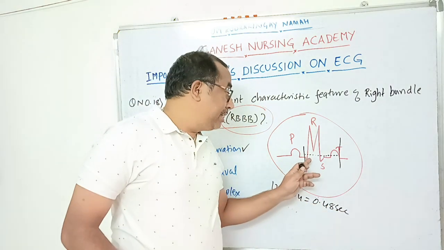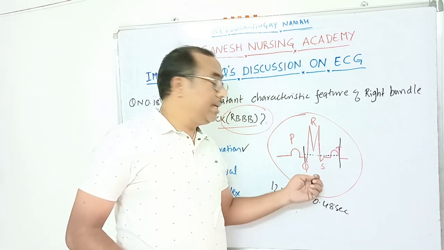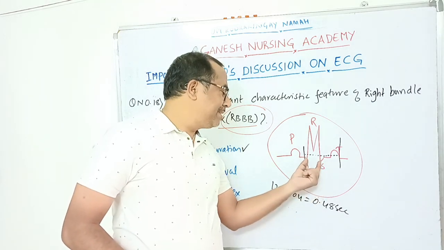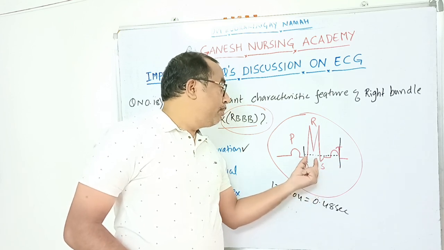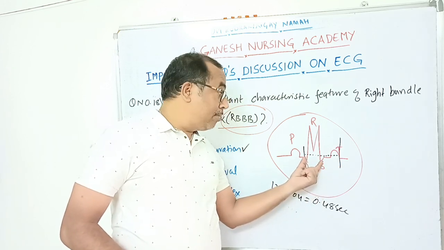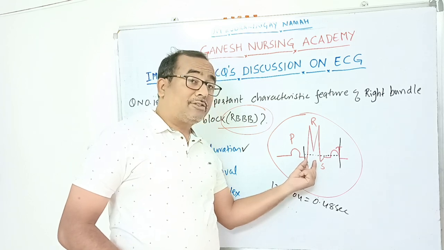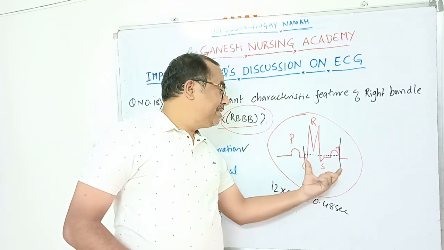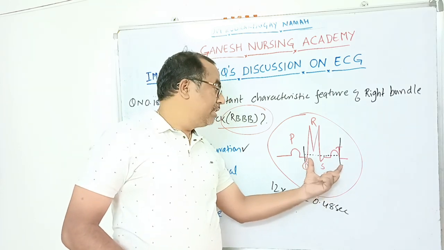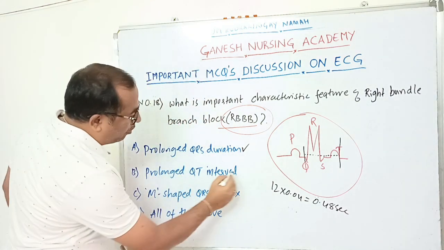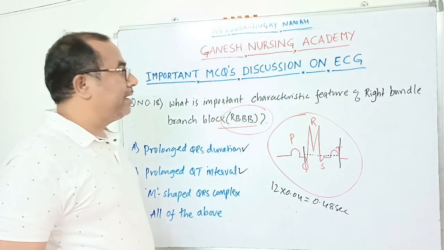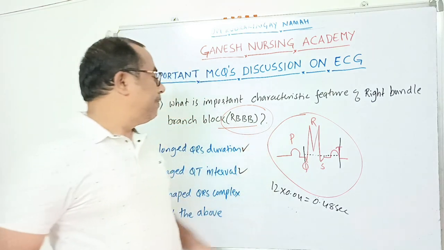Why is the QT interval prolonged? Because the QRS complex comes in between the QT waves. Because of widening of the QRS complex, a wide gap takes place from the beginning of the Q wave to the completion of the T wave. This leads to prolongation of the QT interval. So the QT interval is also prolonged, and that is also one of the important characteristic features of right bundle branch block.